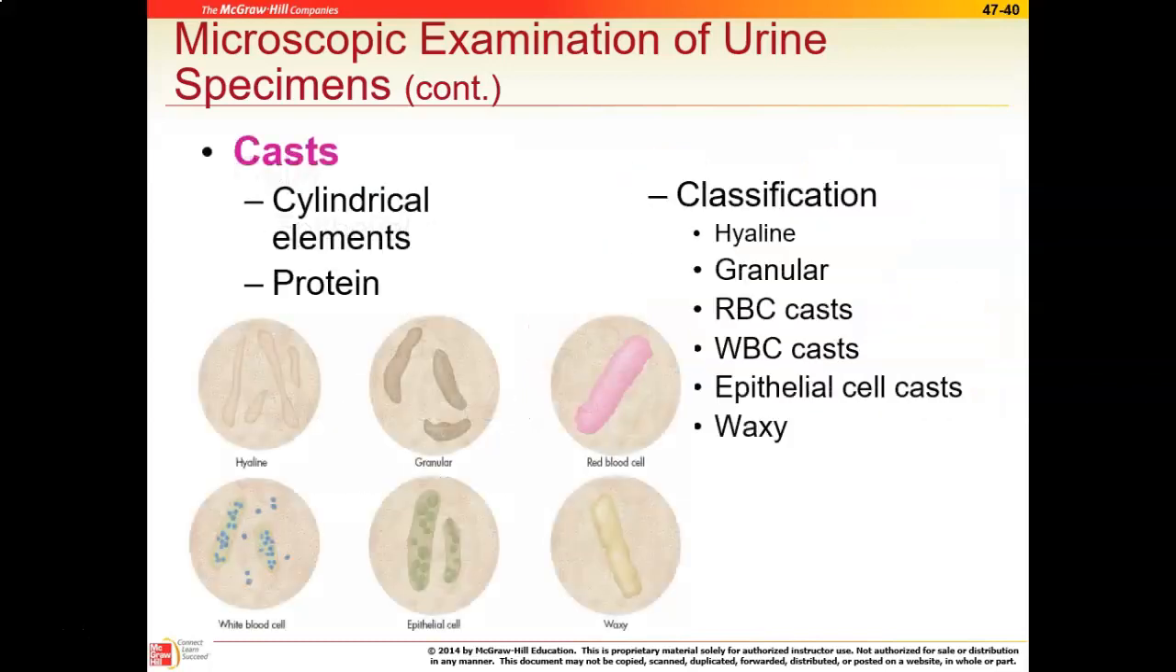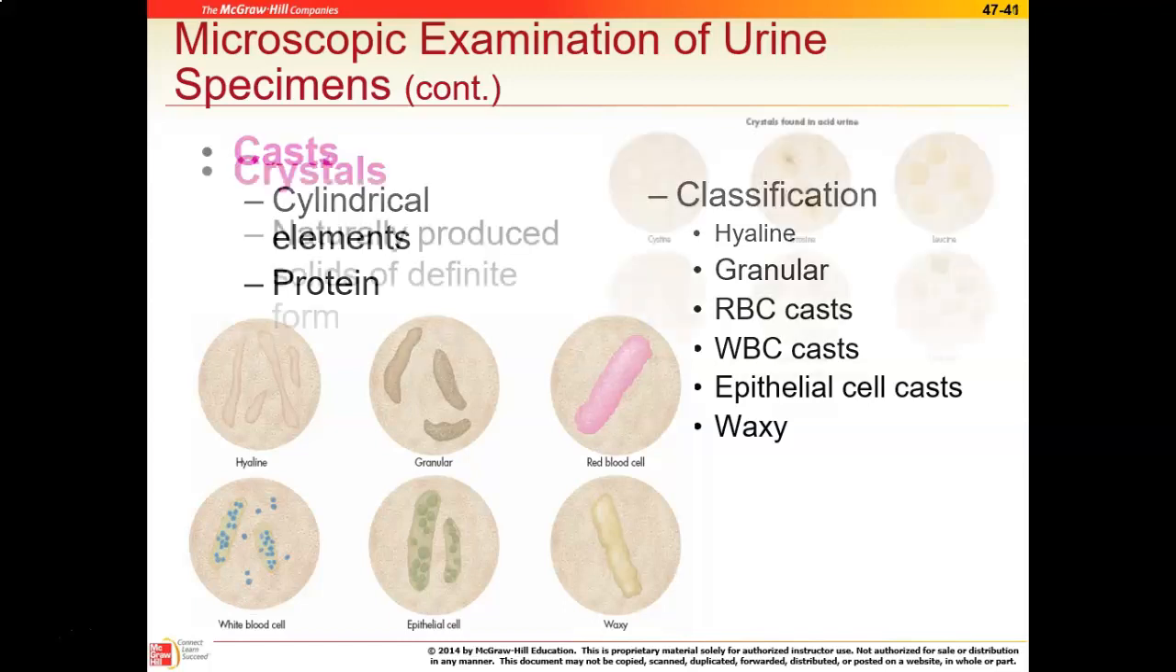Then we have something called casts, and casts are sort of protein-filled cylindrical elements. They can indicate that there's some sort of kidney or renal disease going on. Hyaline casts and white blood cell casts can happen normally or in the presence of infection. The other ones are a little bit more ominous for disease processes. Chances are we won't see any of those, but they can indicate some sort of renal or tubular disease within the kidney process.